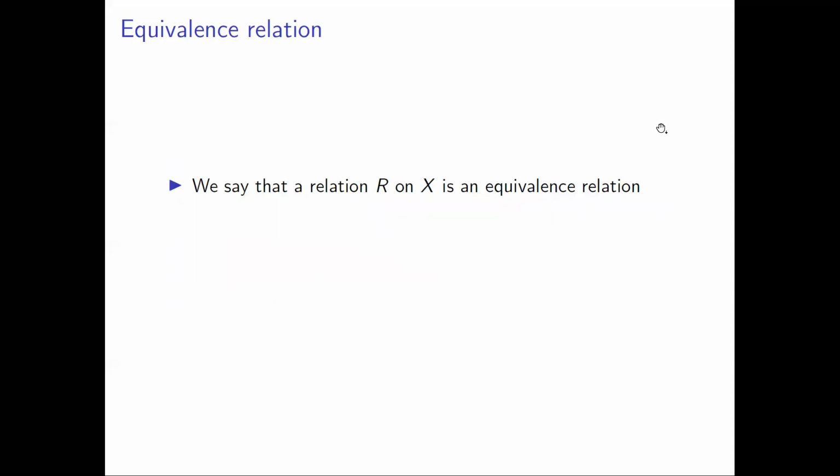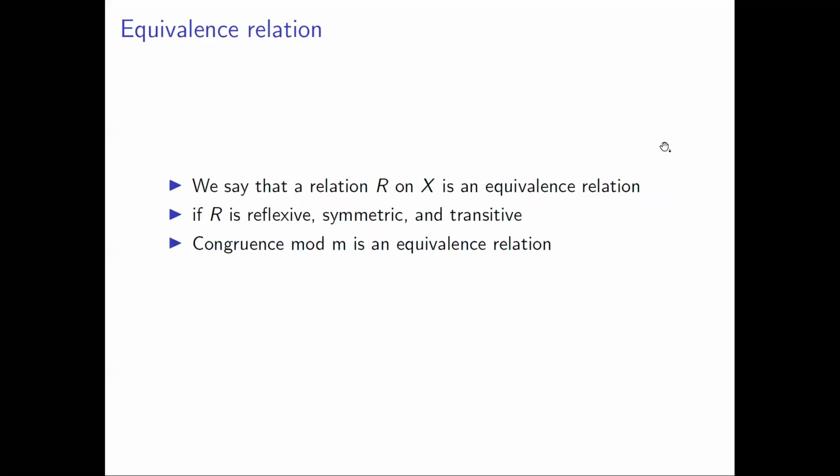Now, we're going to finish up with discussing some special types of relations, which satisfy some of the properties that we just covered. We say that a relation on the set X is an equivalence relation if it satisfies the properties of being reflexive, symmetric, and transitive. For example, congruence mod m. This is an equivalence relation.